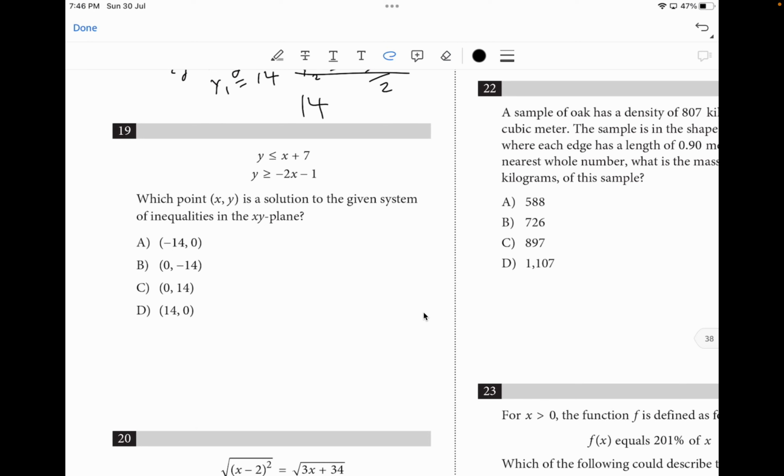So we have to start by substituting the values. So we're going to start with options A, B, C, okay? And we're going to be using that technique, x comma y.